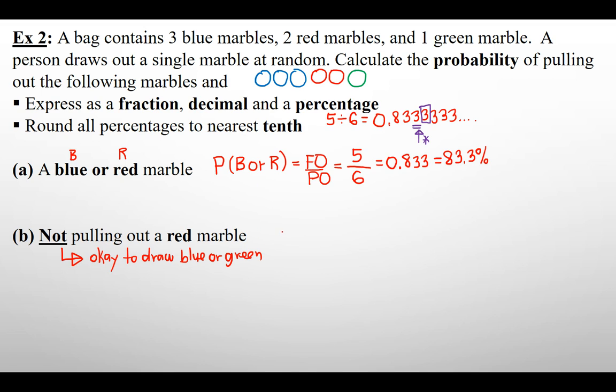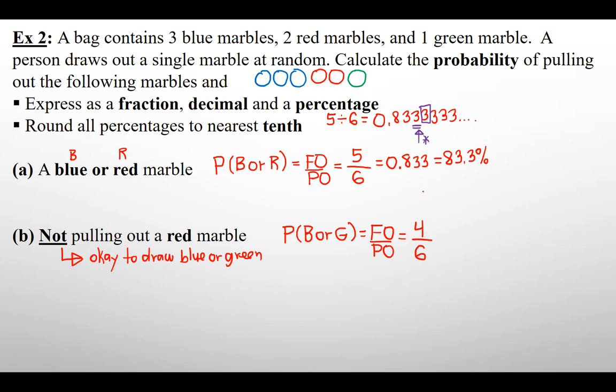So the probability of getting blue or green would be equal to, again, we'll write our equation down. Again, we want to show this work. We want to be able to communicate our written work. So we have F over PO, and that is equal to the number of possible outcomes. Once again, there's 6 marbles. Now, how many ways can you get either a blue or a green? Well, it's counted. You have 1, 2, 3 blue, and you have 1 green. So that would be 4 over 6.